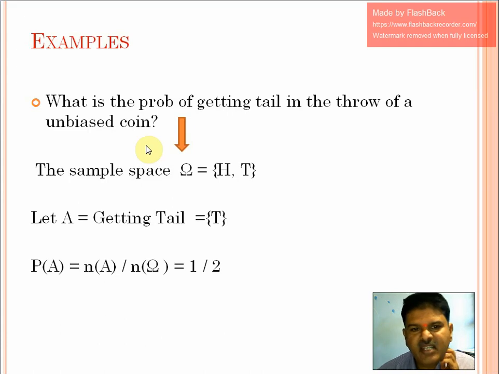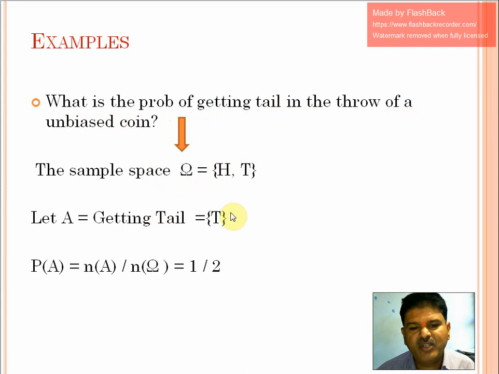Now we will discuss the examples based on probability. So take this first example. What is the probability of getting tail in the throw of an unbiased coin? When a coin is tossed, the sample space omega becomes H and T. Therefore, for the probability of getting tail, there is one case which is favorable to tail.